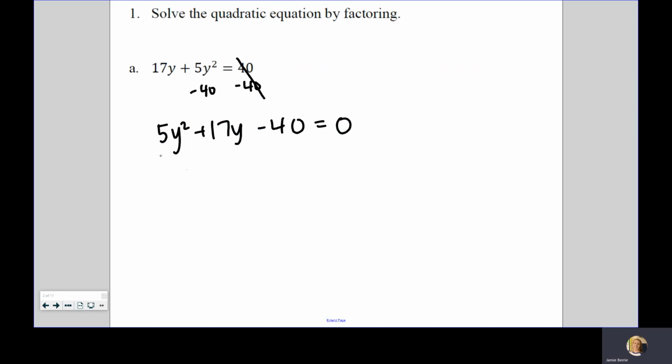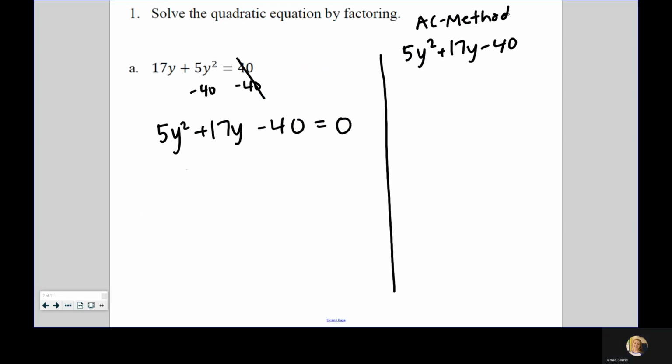All right, so now we have our equation written all on one side. We've got 0 on the other side. We've got it written in descending order. So we can go ahead and factor the left-hand side. So we'll just go over here off to the side and factor this: 5y squared plus 17y minus 40. So we're just factoring the left-hand side. There's no common factors here, so we're going to go ahead and multiply a times c. We're using the AC method of factoring here.